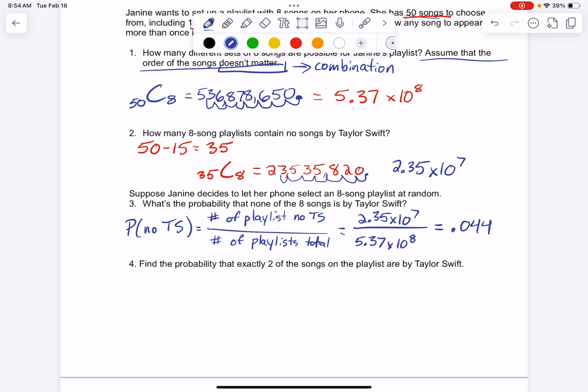0.044. So there's about a 4.4% chance that we get a playlist that contains no Taylor Swift at all.